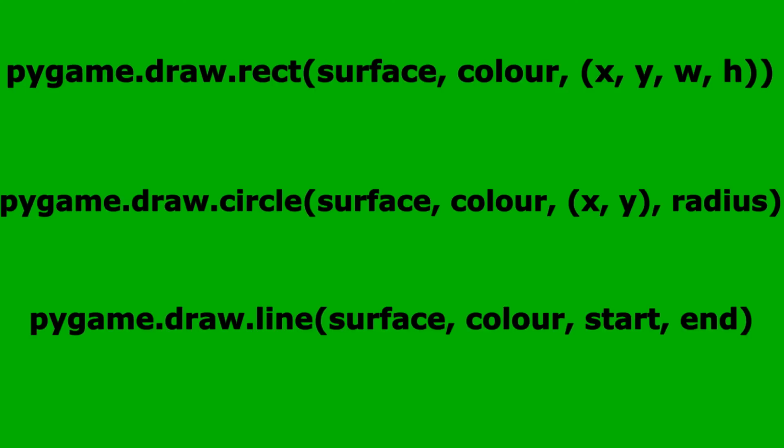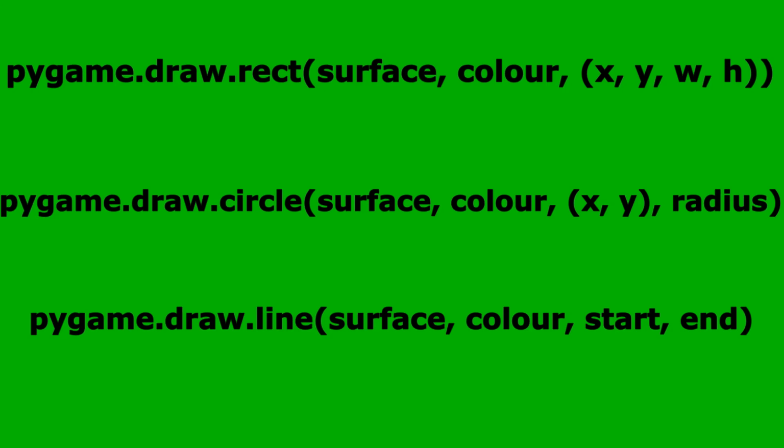PyGame has many functions for basic shapes and lines, but the three most useful ones are rect, circle, and line. Each of these functions takes a surface and color as the first two parameters. The surface given is a surface that will be drawn on. Remember, functions in PyGame can take RGB or hex values for color.